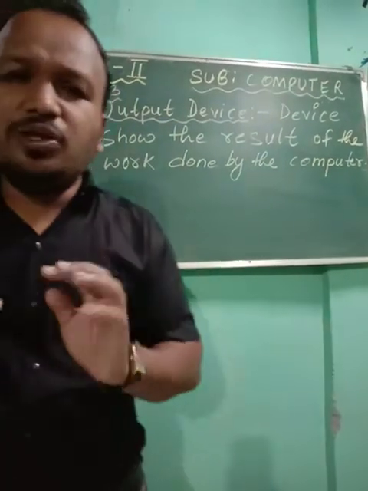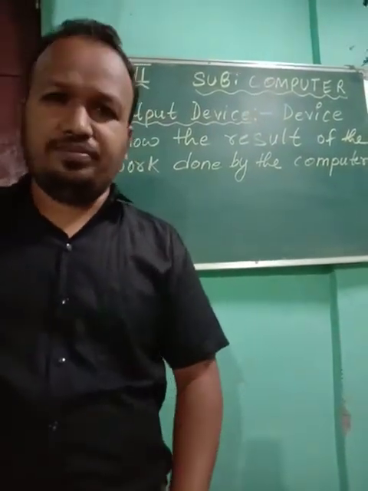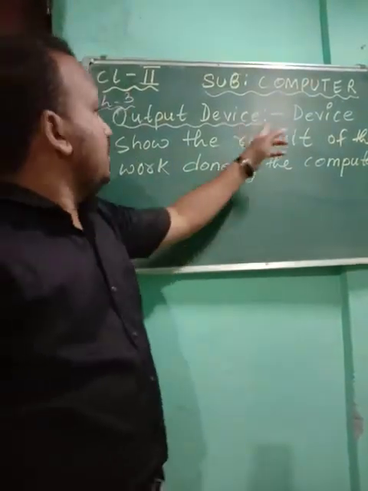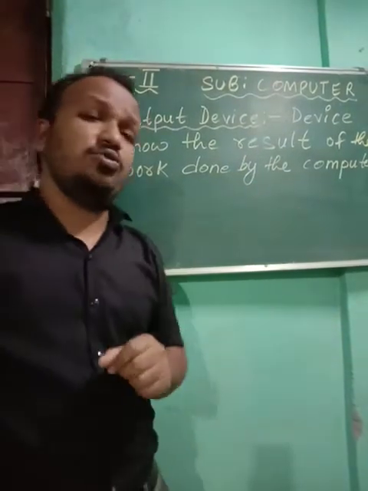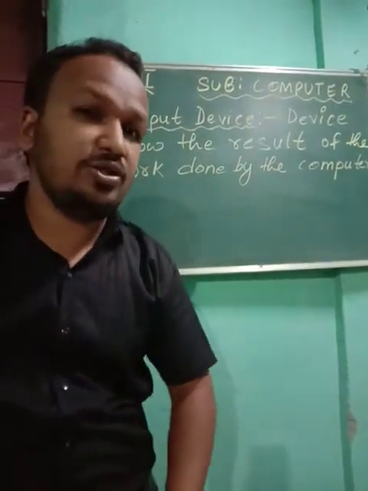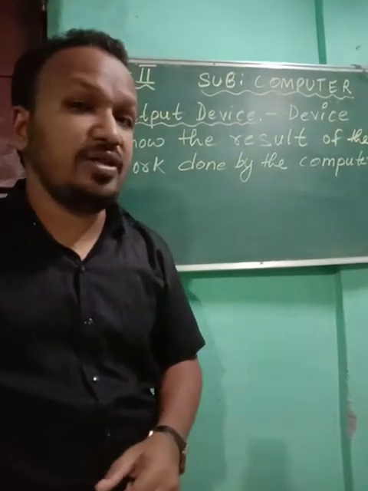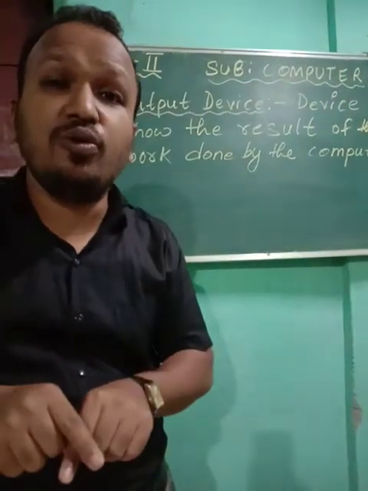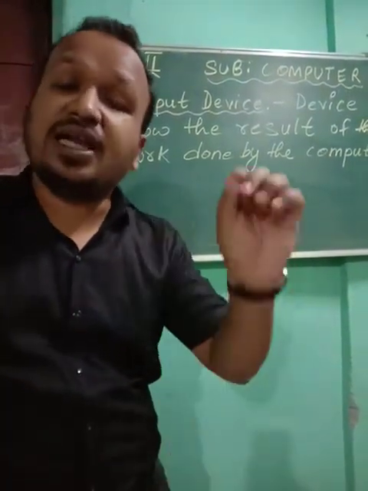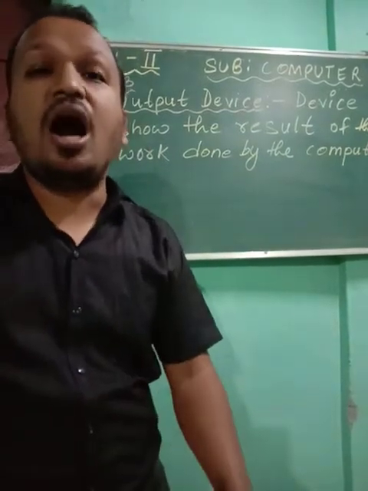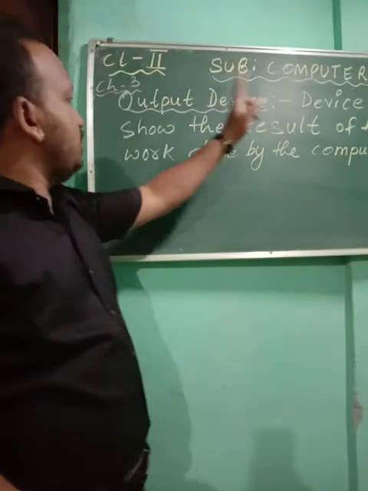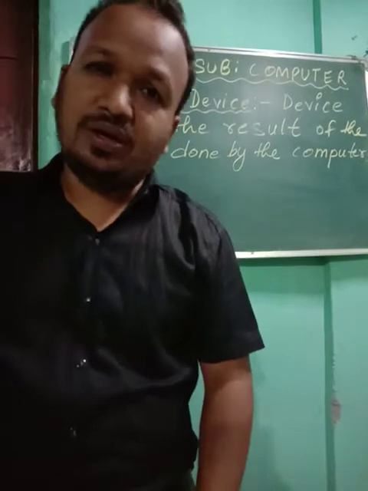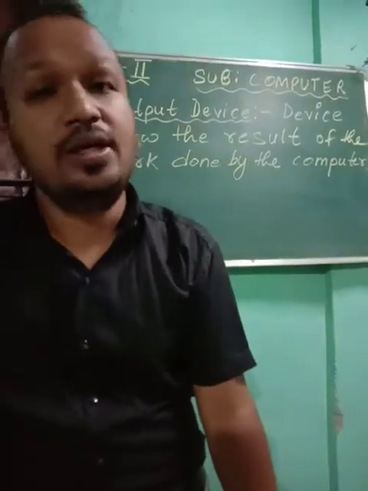Suppose you are typing your name, and when your name comes on the monitor screen, that is the device which shows the result. You are typing on the keyboard, so the keyboard is your input device. Which device will show you the name? The monitor. So the monitor is called your output device. A device which shows the result of the work you have done in a computer is called an output device.